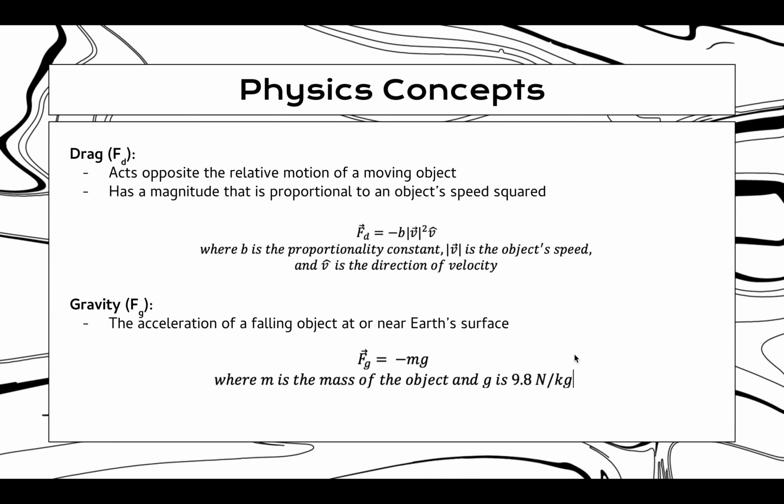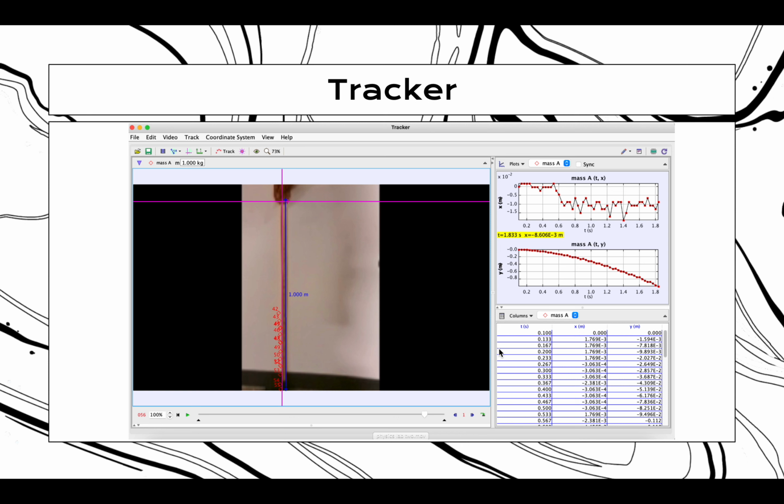Gravity is the other force that comprises our net force, and it can be defined in this scenario as the acceleration of a falling object at or near Earth's surface. The equation is seen here. Once we have that, we can start our actual experiment.